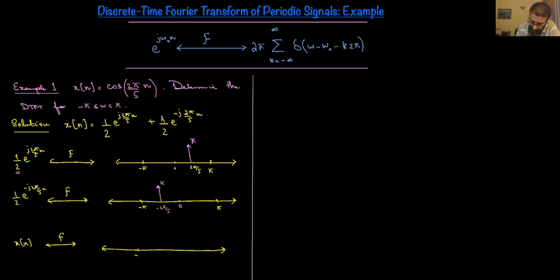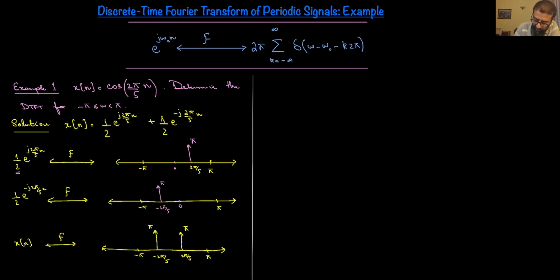So this is minus pi and this is plus pi. There's an impulse here at 2 pi by 5. There's another impulse here at minus 2 pi by 5. The height over here is pi, and the height over here is pi as well. Mind you, I've just depicted the Fourier transform only over the interval between minus pi and plus pi, with the implicit understanding that this Fourier transform repeats itself periodically over the entire frequency axis from minus infinity to plus infinity.